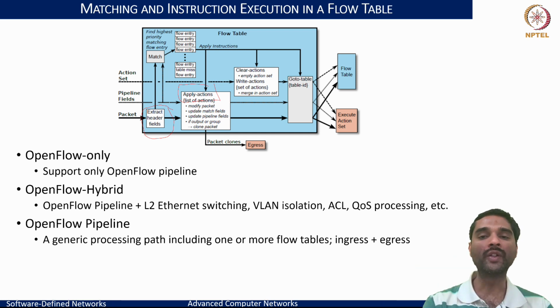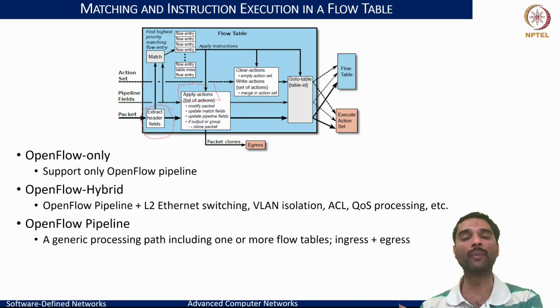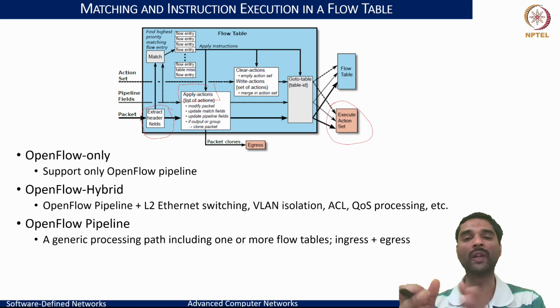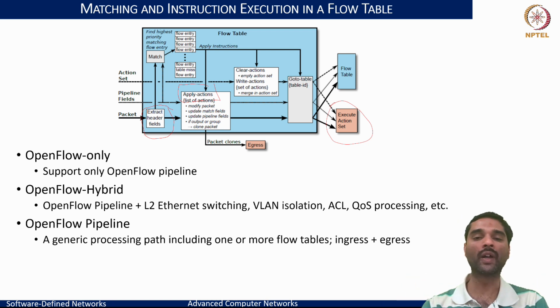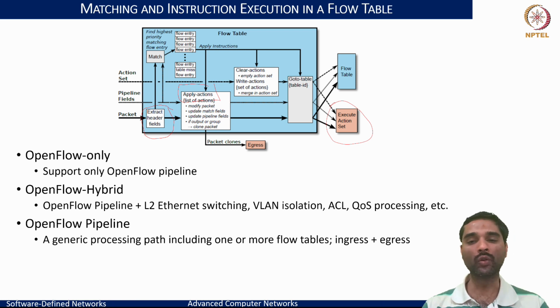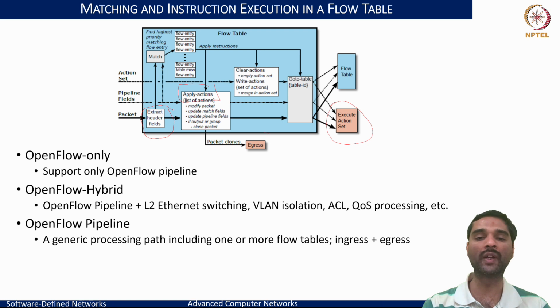And within each of the tables, as you match, there is also metadata that can be passed to keep track of what all tables it has tried to match and how it has been processed, and eventually execute all the set of actions that have been accumulated over the set of flow tables, and then eventually send the packet out. And in some cases, you may also want to have support to clone a packet and send the clone of a packet on a particular egress port. Those kinds of actions can also be facilitated now in the newer versions of OpenFlow.